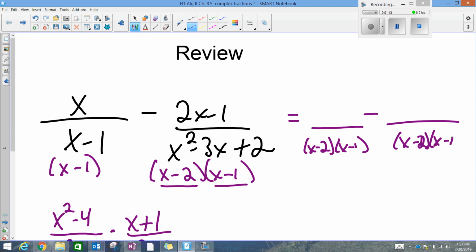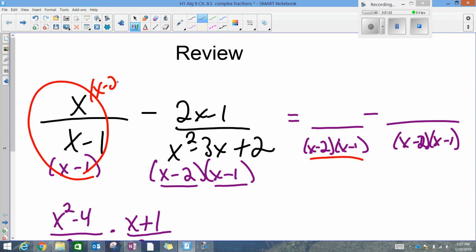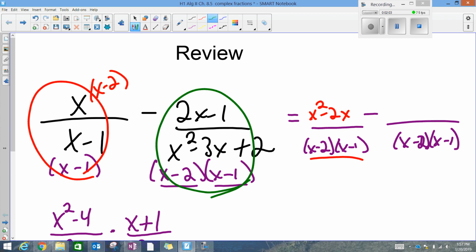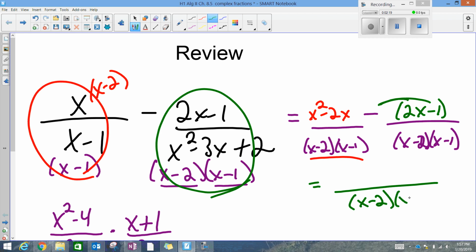And then we need to rewrite each fraction with our new denominator. So to rewrite this fraction to have this denominator, we have to multiply by x minus 2. So I distribute that x minus 2, and I get x squared minus 2x. To build this fraction with that denominator, well, it already has that denominator, so I just simply bring over that 2x minus 1. I'm going to write it in parentheses, so that reminds me that when I subtract, I have to distribute that negative. So now my answer will have the denominator x minus 2, x minus 1.